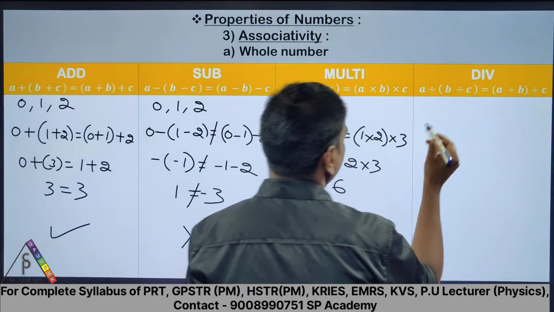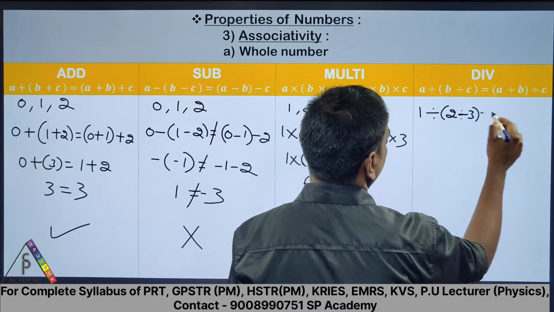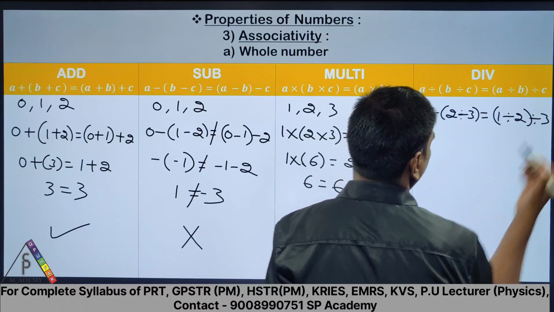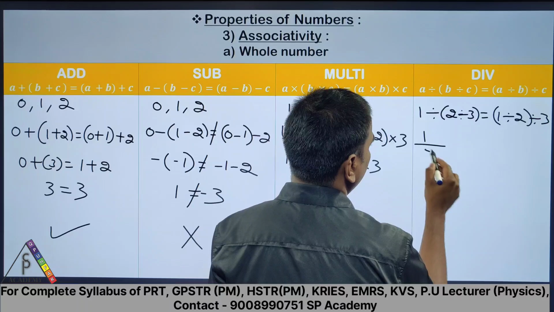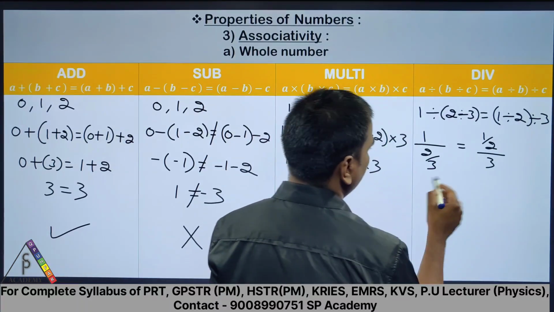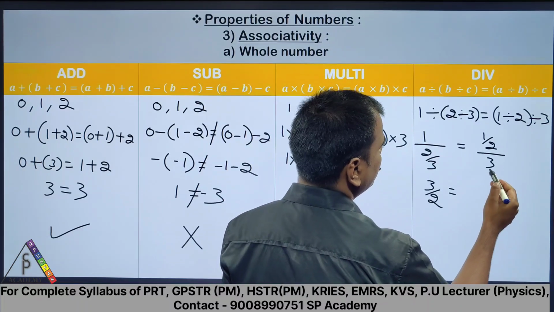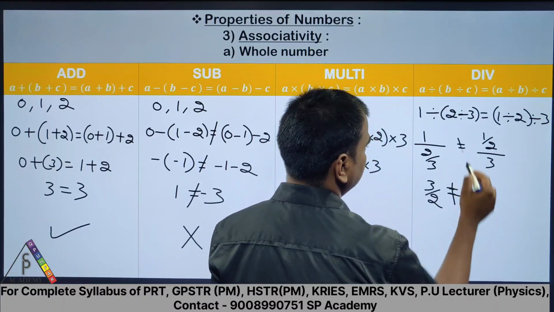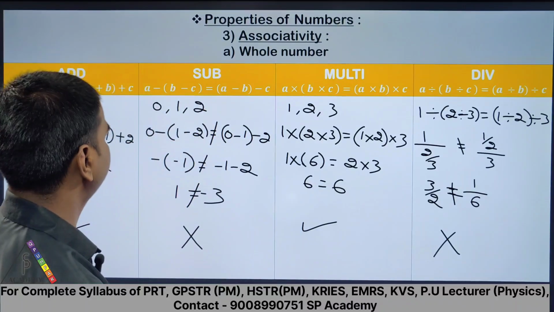Now when you come to division, 1 divided by 2 divided by 3 equals 1 divided by 2 divided by 3. Therefore 1 divided by 2, divided by 3, equals 1 by 2 divided by 3. Then again 3 by 2. Then this is equal to, when you take this, 1 by 6. Therefore division is not valid for whole numbers.